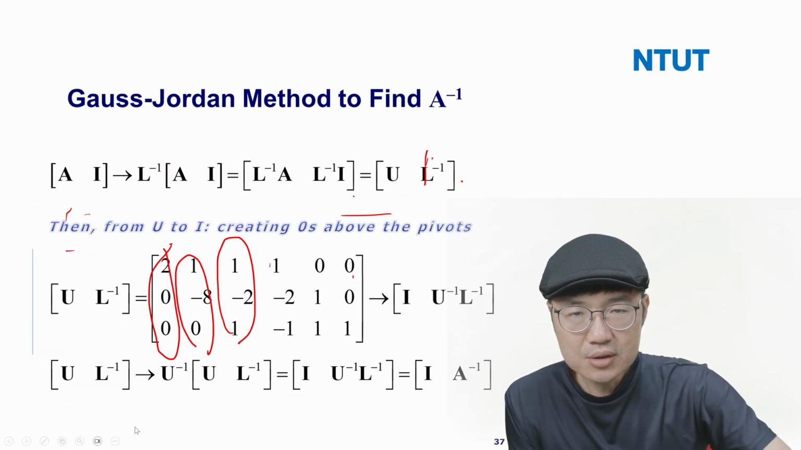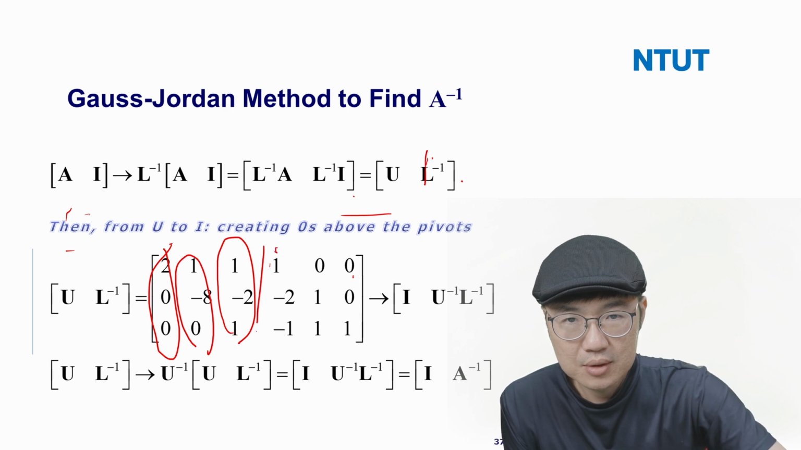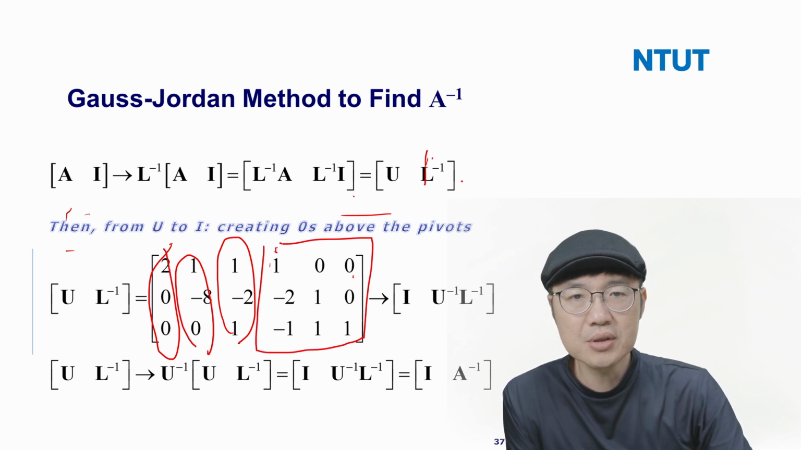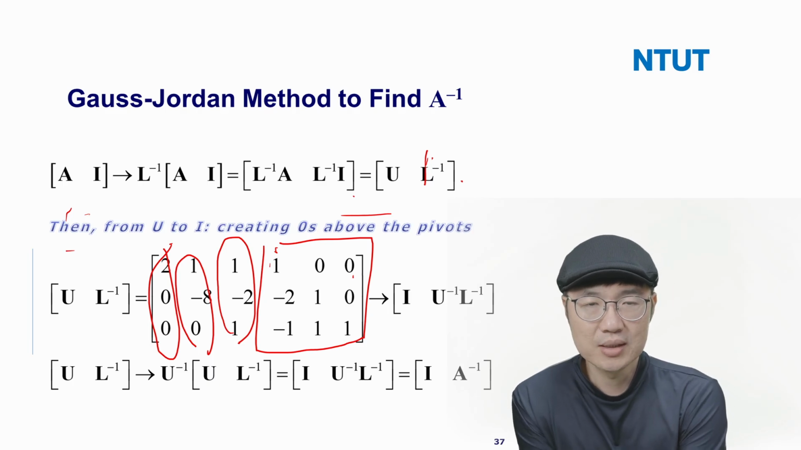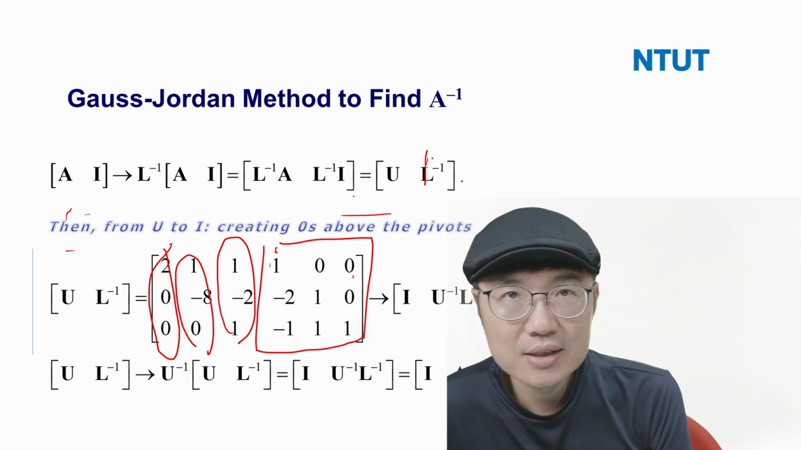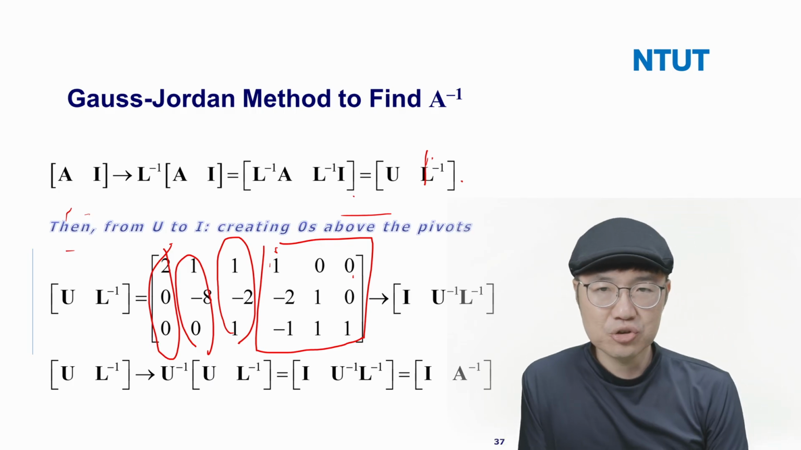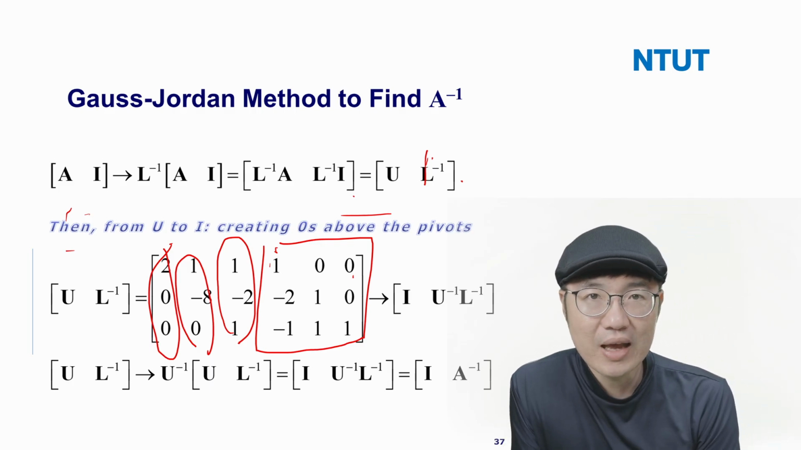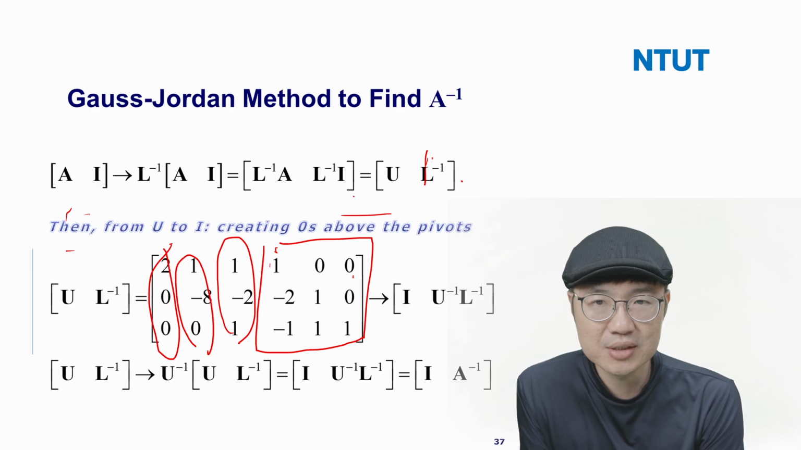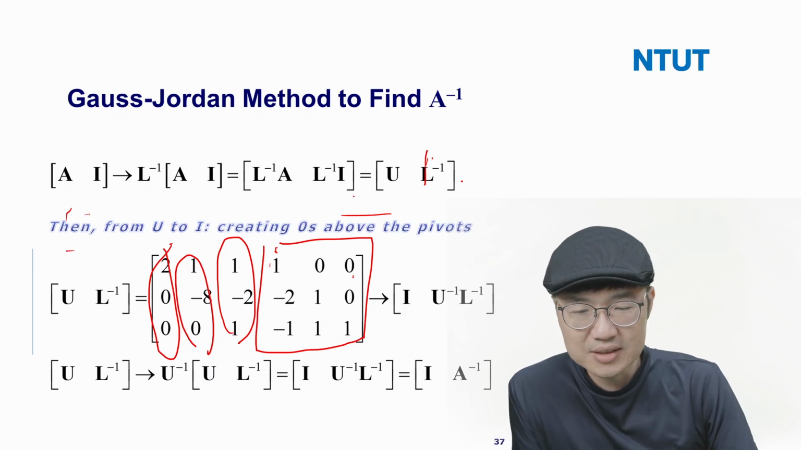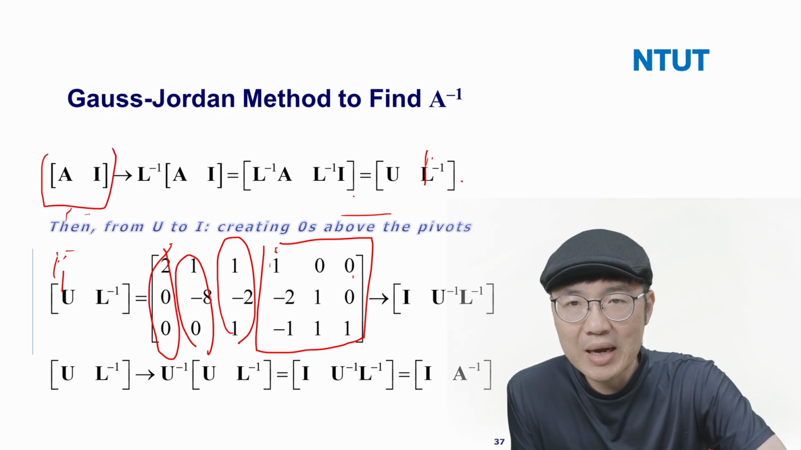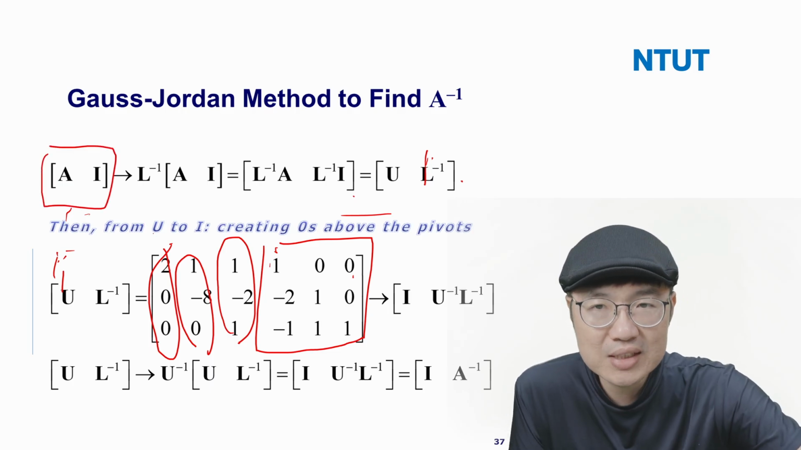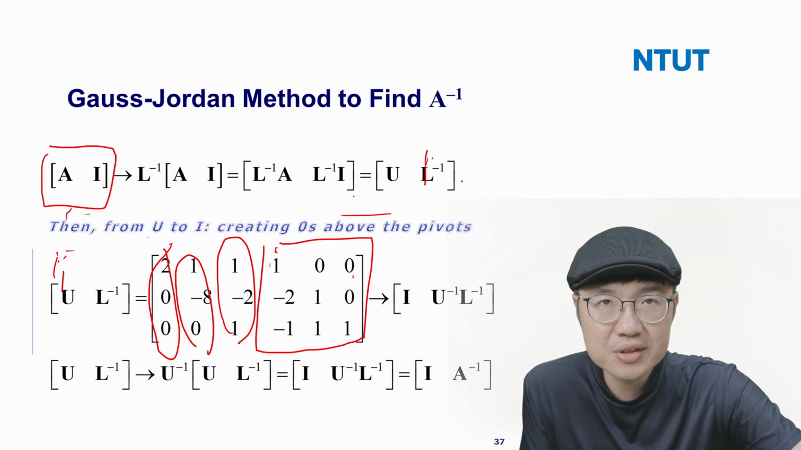This is why we have 1, 0, 0, minus 2, 1, 0, and minus 1, 1, 1 for the augmented part. No longer an I. And the structure is like a lower triangular matrix. Yes, and this is not surprising because originally we start with A attached with I. This is the initial state.